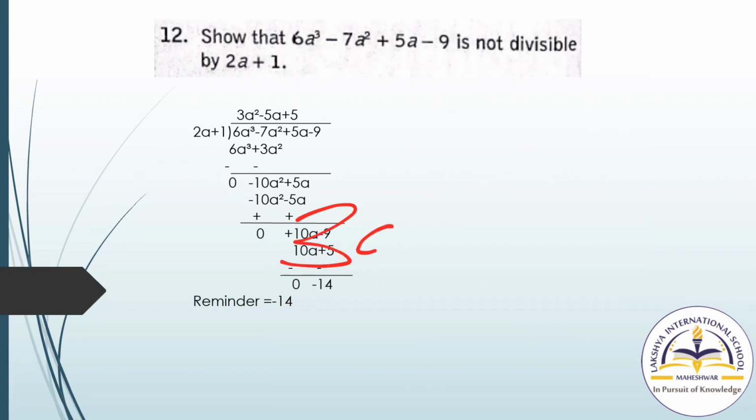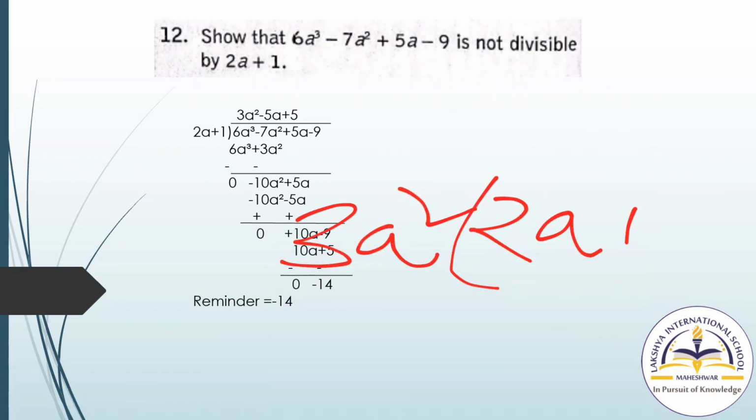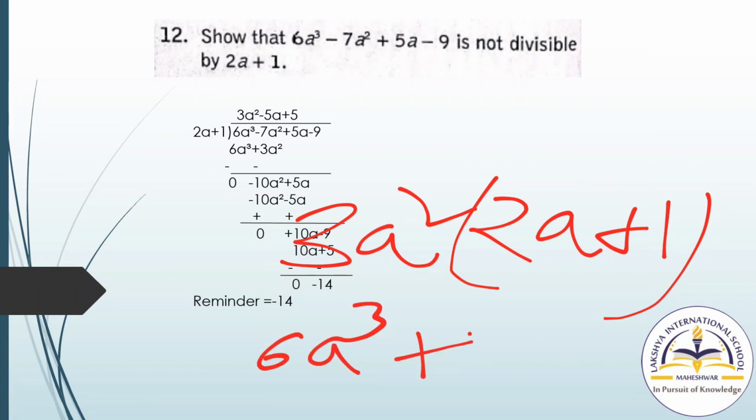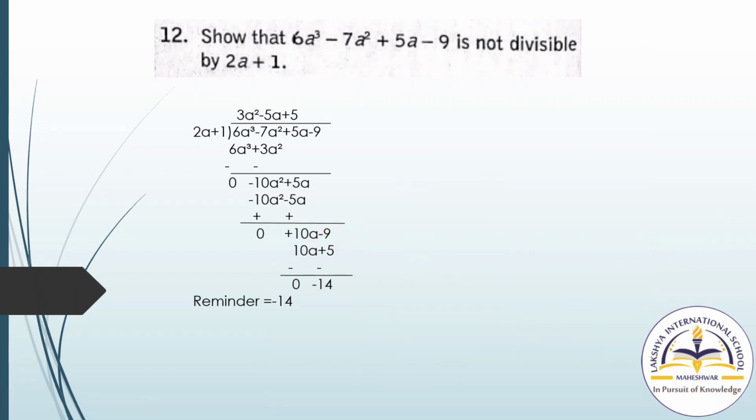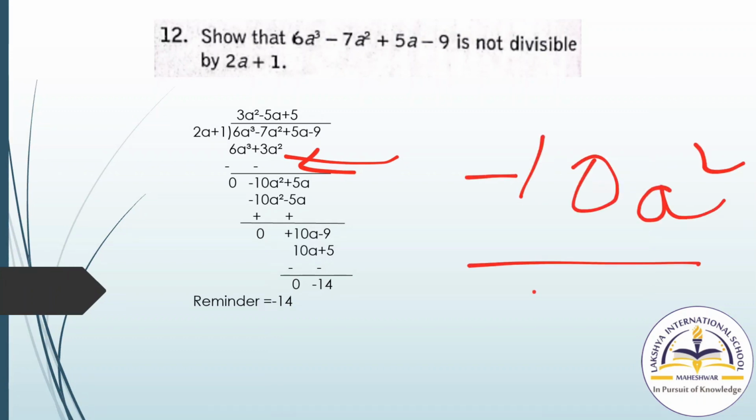Now 3a square multiplied by 2a plus 1. You will get 6a cube plus 3a square. So here it is. Then you have to interchange the sign and you have to just solve them. You will get minus 10a square and plus 5a from question. Then again minus 10a square divided by 2a. You will get minus 5a.